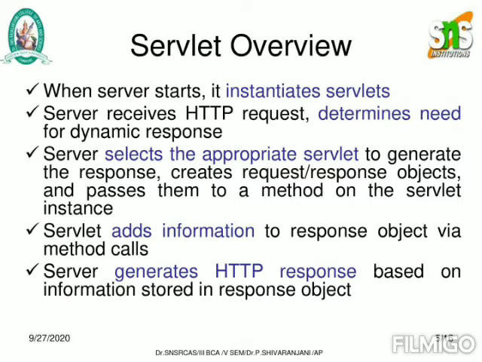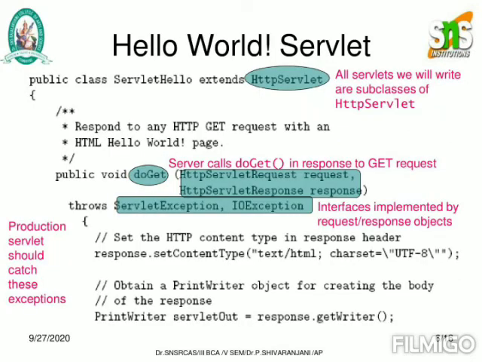Here is an example which will explain how the servlet works. Just to display a string called hello world, the servlet program is being built. Here I have created a class called ServletHello that extends a class called HttpServlet. All the servlets we write are subclasses of HttpServlet. The first thing is the function doGet. This doGet helps you get the request from the client.